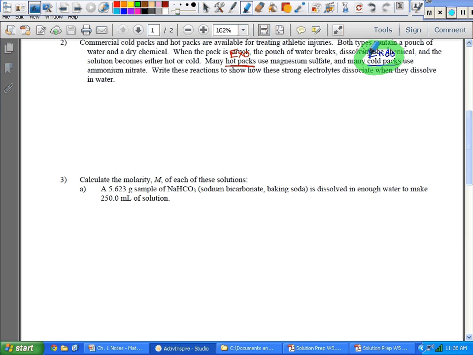And this is a thermochemistry concept that we're going to go really deep in. But I just want to show you this. So, write these reactions to show how these strong electrolytes dissociate. So let's pause there. What does strong mean? 100%, which means if I took that light bulb and I put that solution on that light bulb, what would it do? It would light up.